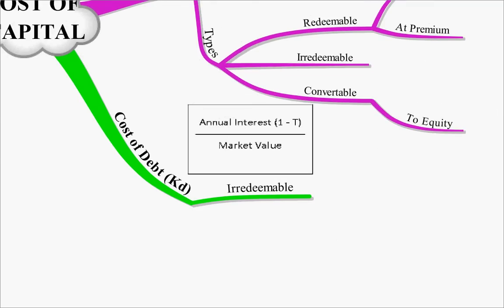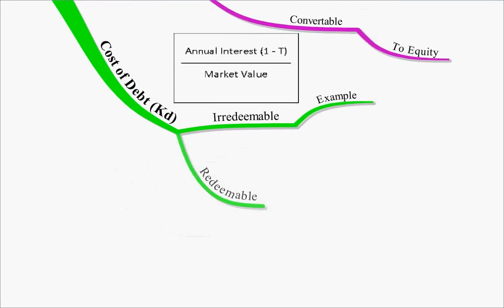Well, it's quite simple. Your annual interest less the tax, because it's tax deductible, over the market value of the debt, and that is irredeemable debt. We did a little example of that again.